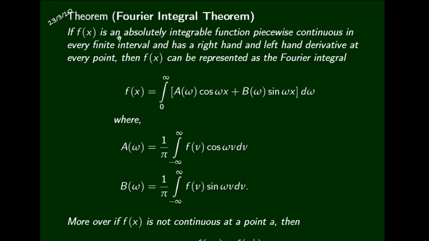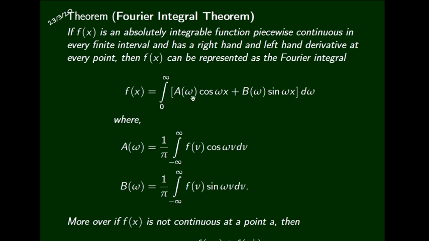The Fourier integral theorem states that if f of x is an absolutely integrable function, piecewise continuous in every finite interval and has a right hand and left hand derivative at every point, then f of x can be represented as the Fourier integral: f of x equal to integral 0 to infinity a of omega cos omega x plus b of omega sin omega x d omega. In simple words, we can say that this f of x can be written as a continuous sum of cosine and sine terms. Here a of omega and b of omega are known as Fourier coefficients.